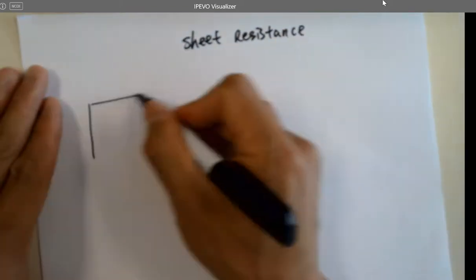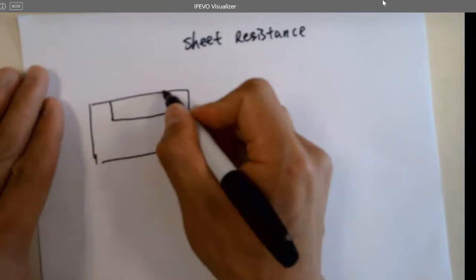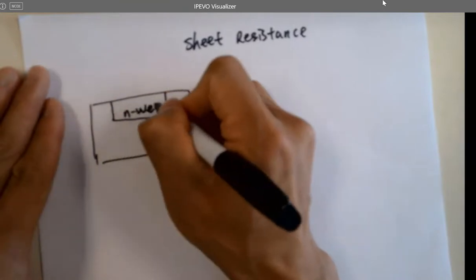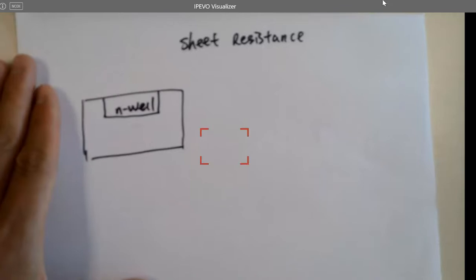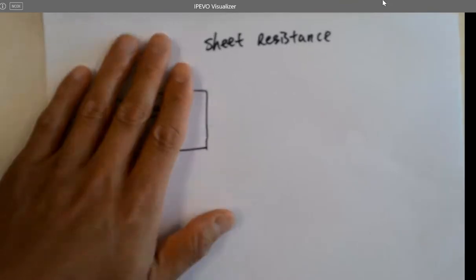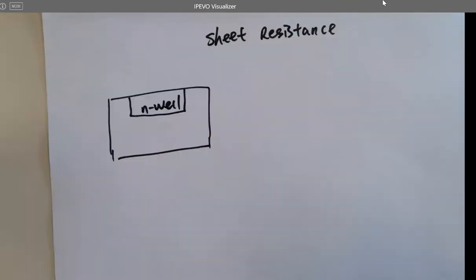So the N well, if you look at it from the cross-sectional view, here's the N well. It's an N-type material. Just remind me, what's the most common dopant for the N-type material? What's the B one? Boron? I think boron is P-type. P-type, yes. So P-type.